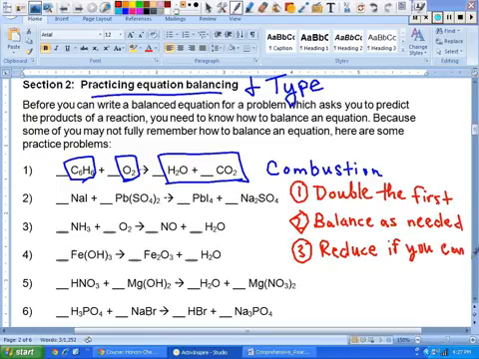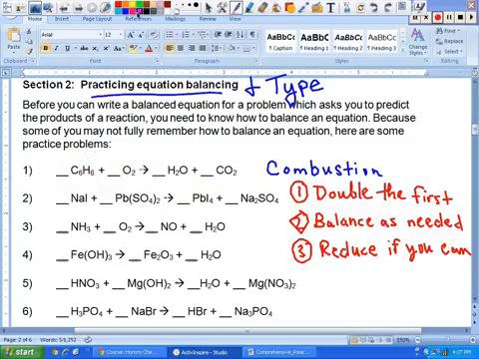The rest of them I'm going to leave for you to do by yourself. Hopefully you should be able to do this without any trouble at all. So again, reading the tips over here, we're going to double the first one. So I'm simply going to put a 2. That's going to give me 12 carbons. So I'm going to come over here and put 12 carbons. That's going to give me 12 hydrogens. So there's already 2, so I need a 6 right here. Now let me count up my oxygens. 6 plus 12 times 2 is 24, so I have 6 plus 24. That will give me a total of 30.